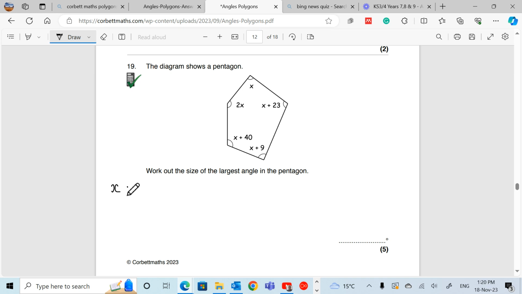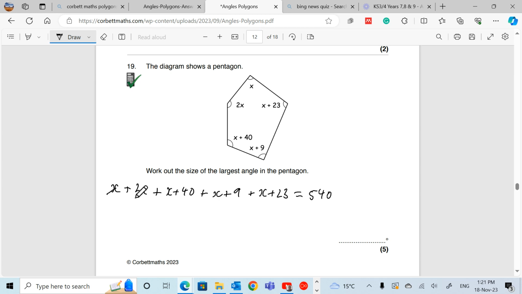So I've got to do x plus 2x plus, for 5 marks, a lot of work, plus x plus 40, got to be patient and just take a deep breath, plus x plus 9 and plus x plus 23 is all equal to 540 degrees. Now I've got to get all my like terms together, because all the angles are expressions. So x plus 2x, that's 3x, plus another x is 4x.